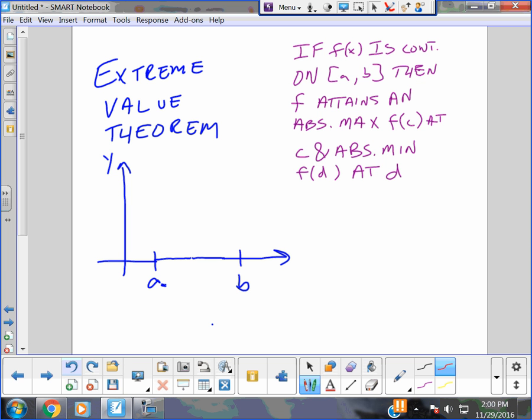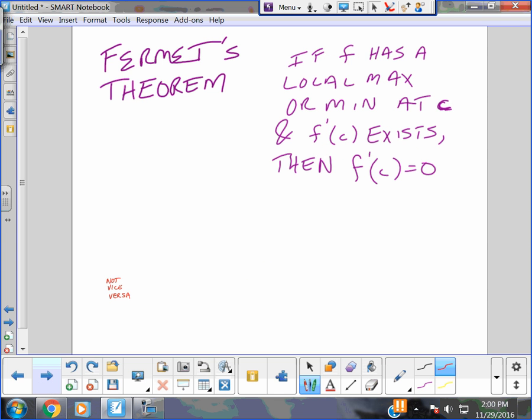So I'm going to move ahead, because this brings us to the next idea. Fermat's theorem, all right? If a function has a max or min at c, and f prime of c exists, then it has to be 0. This is important again. I just have c and f of c. I'll put that point.